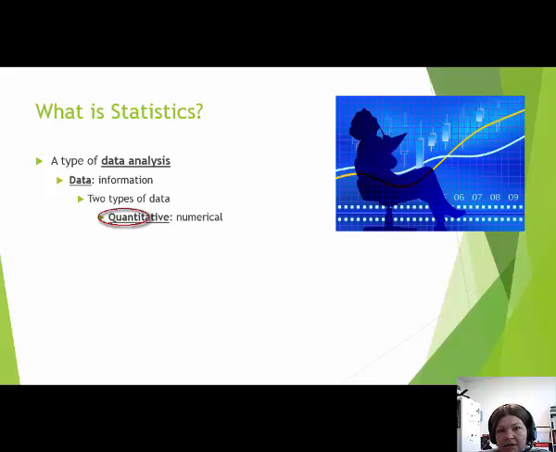But that's not the only kind of data you can collect. You can also collect qualitative data. It's descriptive data. Those are words. Like, for example, if I asked you, what's your favorite color? You're not going to answer me back three. You would sound silly if you did. You might say red or blue or purple. That's an example of qualitative data.